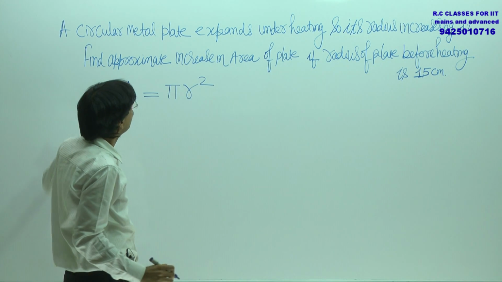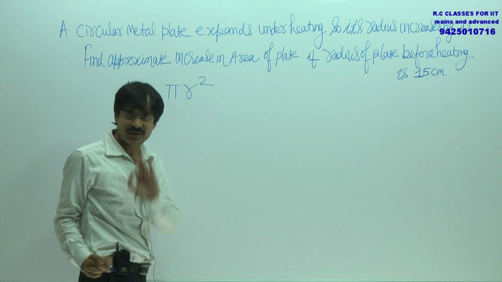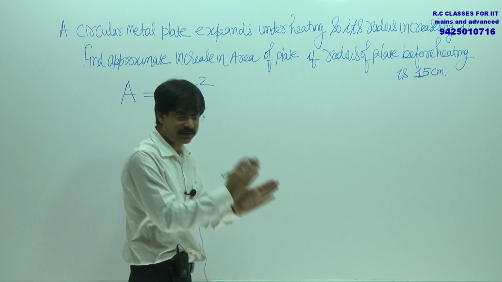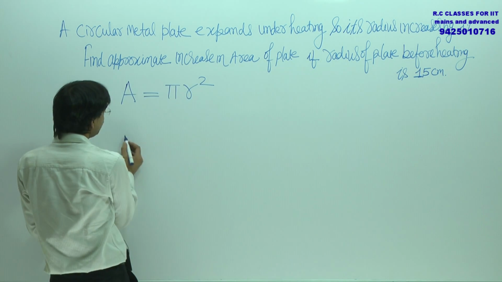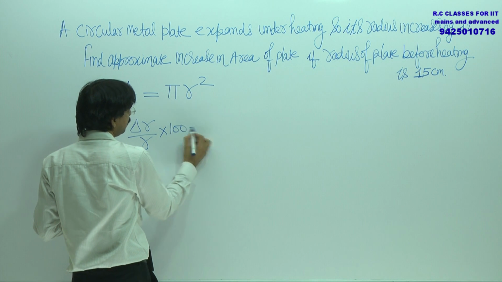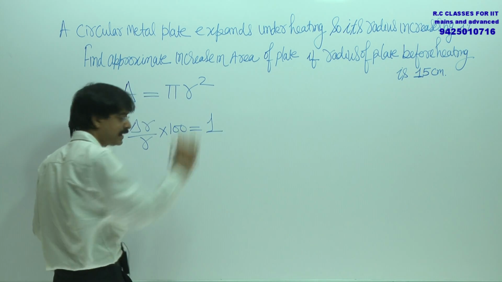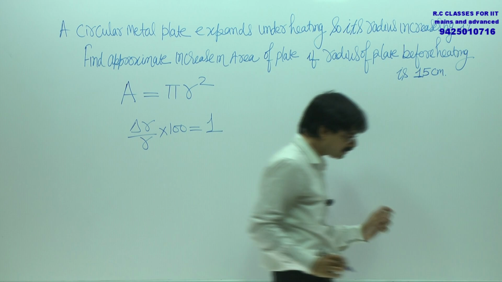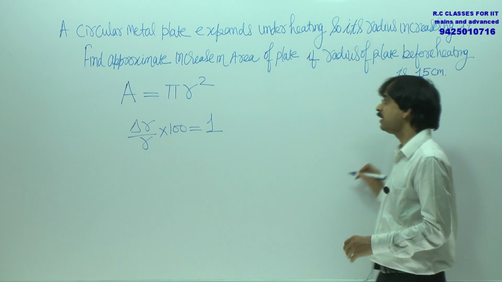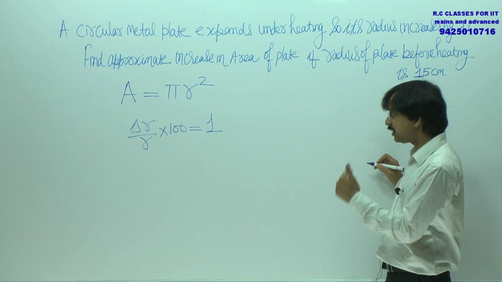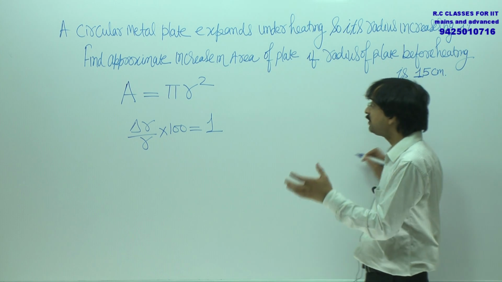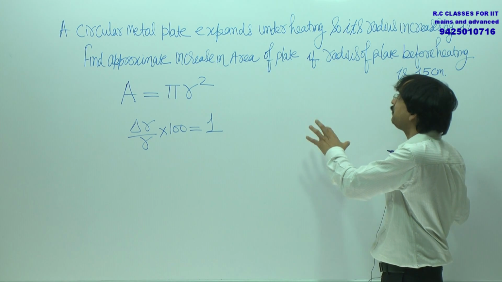First of all, area of a circular plate is pi r square. Radius is increasing by 1%, so radius is increasing in terms of percentage. Initial radius is r, increase is delta r. In terms of percentage, it is delta r upon r into 100 is equal to 1. Clear? Initial radius is r, increase in that radius is delta r, and in terms of percentage, delta r upon r into 100 is equal to 1.